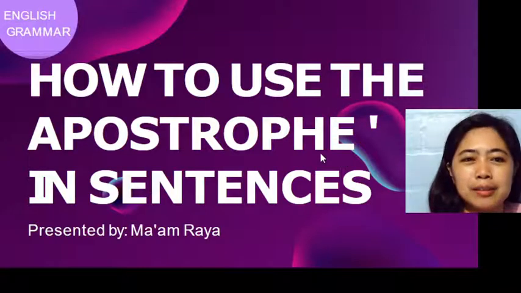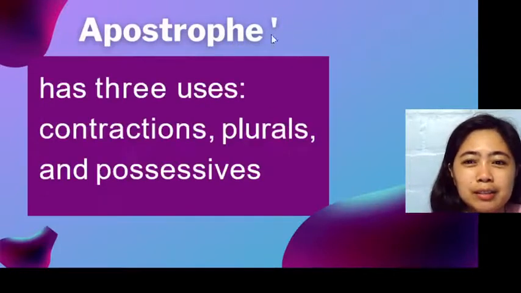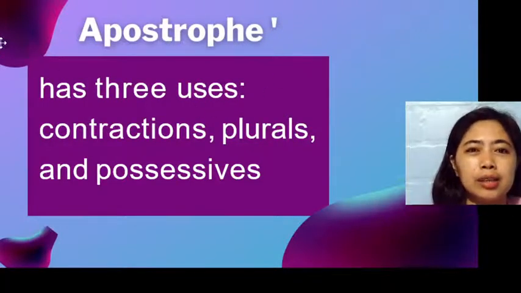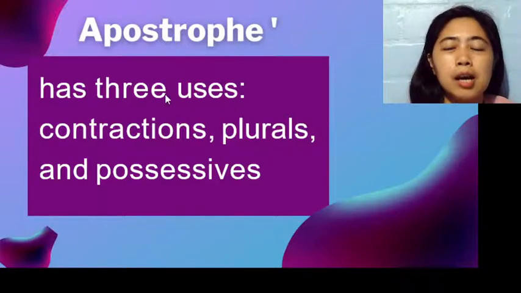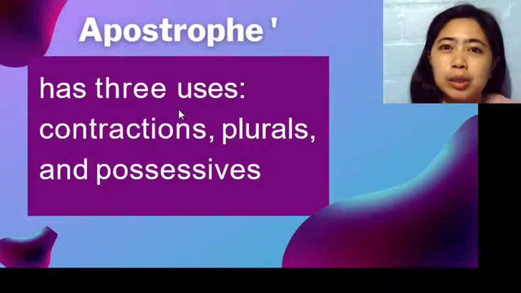Okay, sorry for the delay. So we have the apostrophe here. That is what we call the apostrophe. It's a kind of punctuation and it has three uses actually. The first use of the apostrophe is contraction. We already discussed that one in one of our lessons.